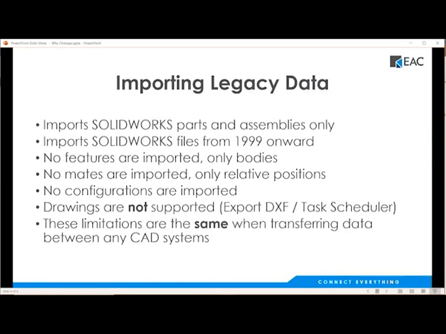We also don't bring across any mates. All the parts in an assembly are brought in their correct positions, but they aren't mated together. And we'll go through some examples so we can see how that works. Configurations aren't imported from SOLIDWORKS either, although if you have a table of configurations, you can export that out and manually build those configurations in Onshape. It's a lot of work, but it can be done.